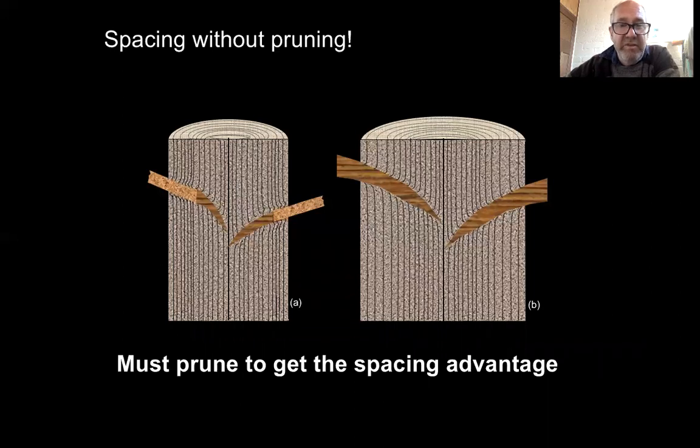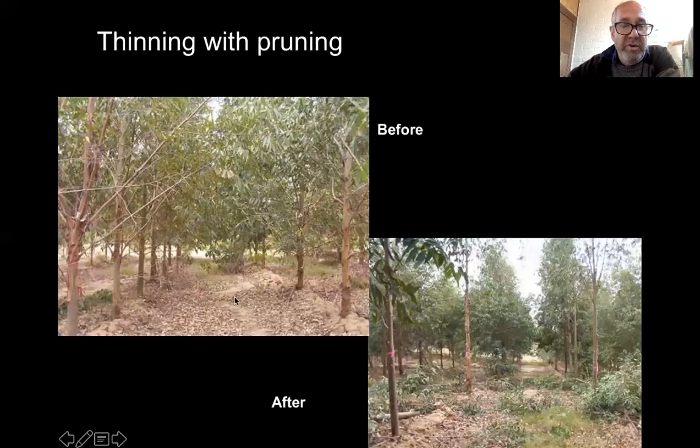If you space the trees without pruning, you get large branches. So what we have to do is thin and prune at the same time. This is a small plantation of Sydney bluegum. We've gone through and we've identified the best trees and put tape around them, and we've pruned them up. And I'll show you how hard we prune. And then all the other trees are cut down.